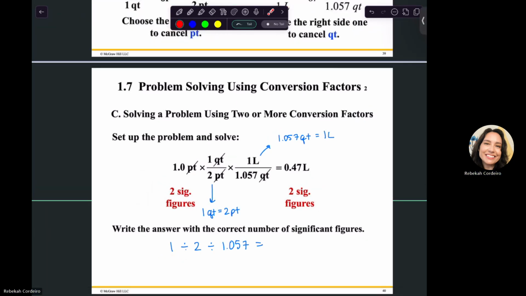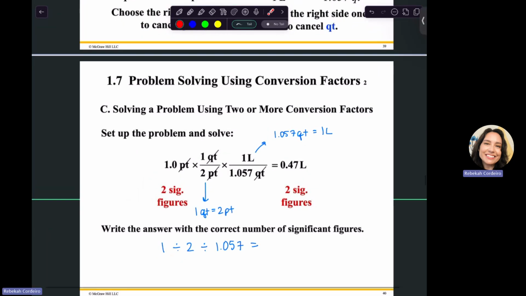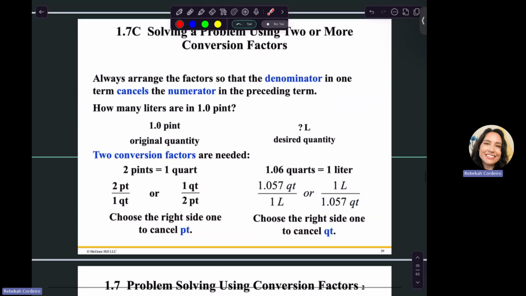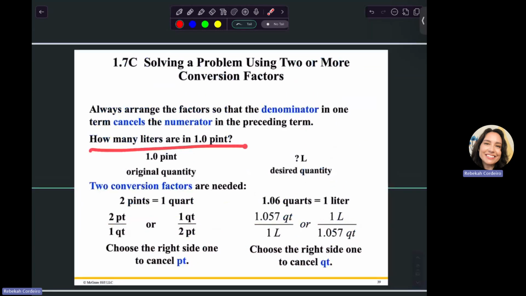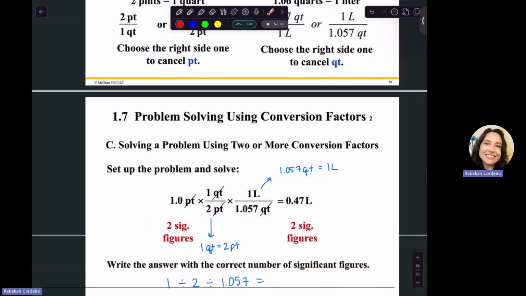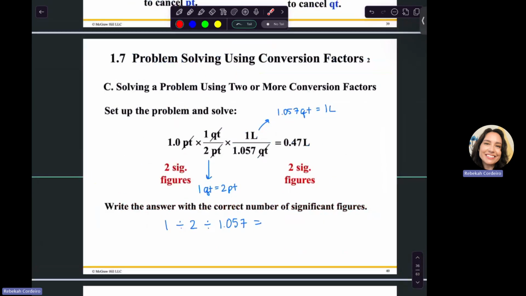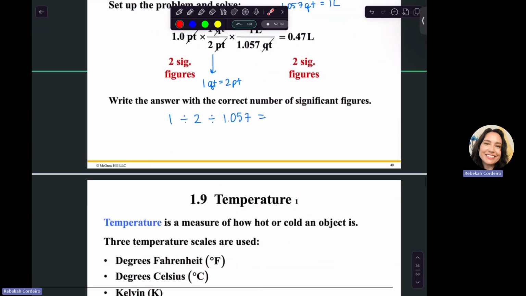Okay. So if you feel like you're a little confused with that, I want you to just go back up here. How many liters are in 1 pint? Here are your conversion factors, and see if you can put it together, and then come back to that slide and work it out. You also have a ton of homework you can use for practice, and we're going to be doing lots and lots of practice with this in class.